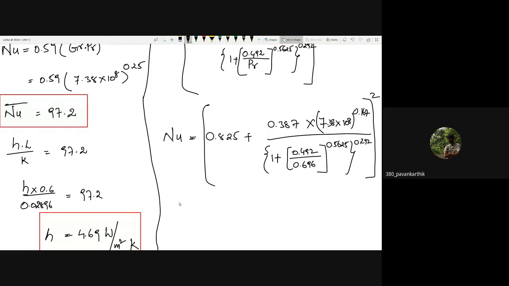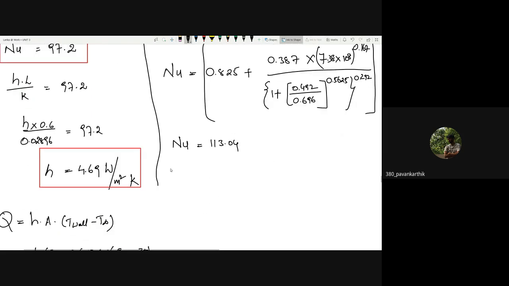So tell me what is the Nusselt number value here? 113.04. 113.04 is your Nusselt number value. And once you know the Nusselt number value, what is the next thing to do? You can find out the H value.